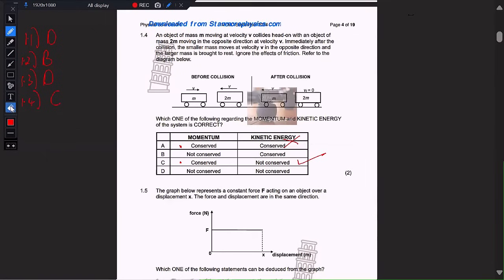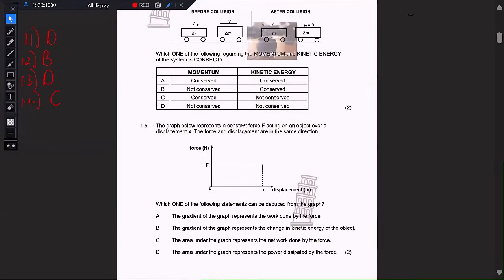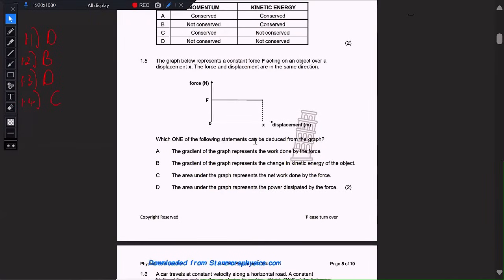Okay, then let's go to 1.5. They say the graph below represents a constant force acting on an object over a displacement x. The force and the displacement are in the same direction. Which one of the following statements can be deduced from the graph?